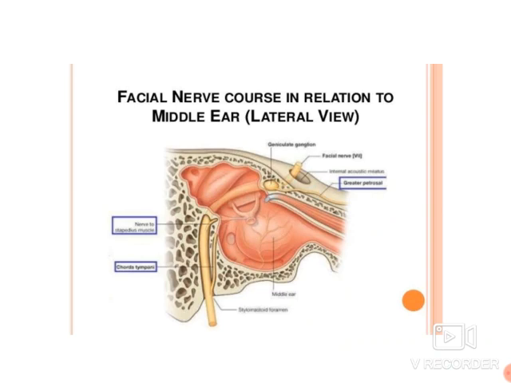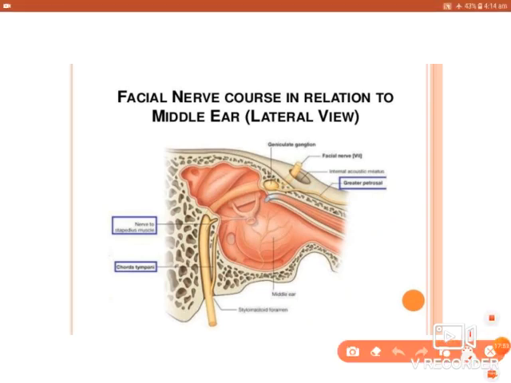Also here in the posterior wall, this is the epitympanic recess. There you can see the prominence of the lateral semicircular canal. Then also this is the prominence of the facial nerve. This is the oblique course of the facial nerve. This is the vertical course of the facial nerve.